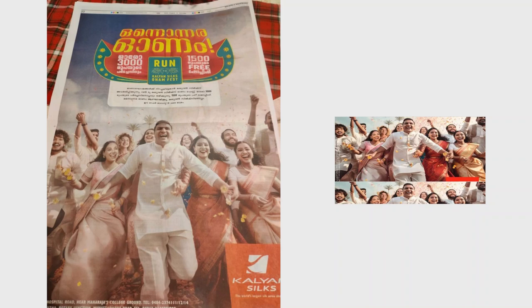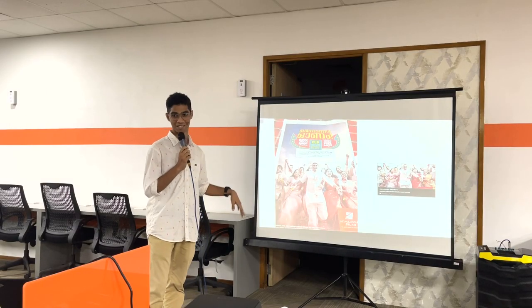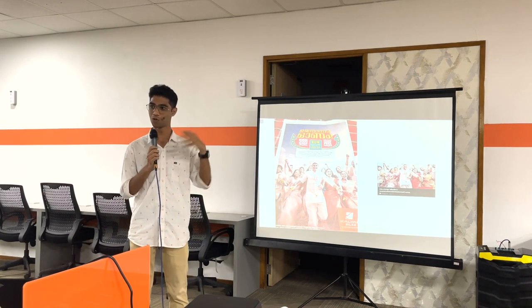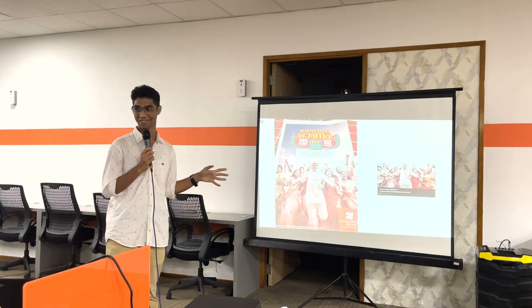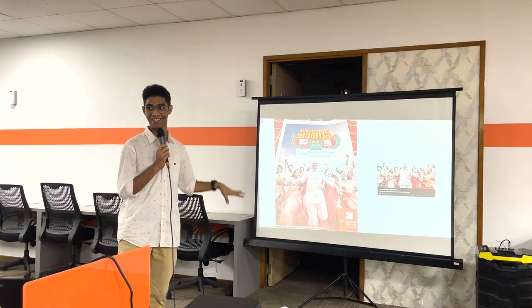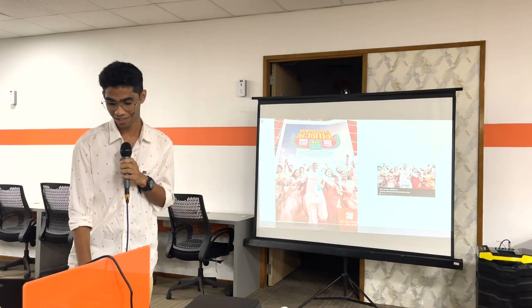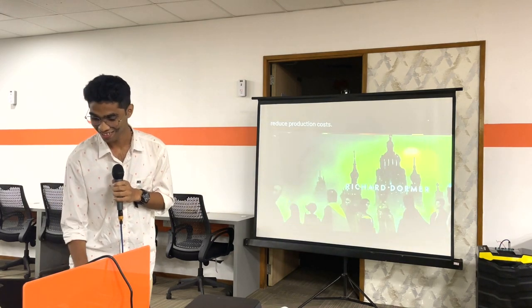That's Marvel, in Hollywood. But let's look at something which happened very near to us. We are in Kerala, in Kochi. This is an advertisement by Kalyan Silks which came out five days ago. It's a full-page advertisement in Malayala Manorama and Mathrubhumi, the two prominent newspapers. At first glance it seems like any other advertisement, but it is entirely AI-generated. We can notice that easily if you really zoom in and look at their fingers. Okay, I can zoom in for a second.